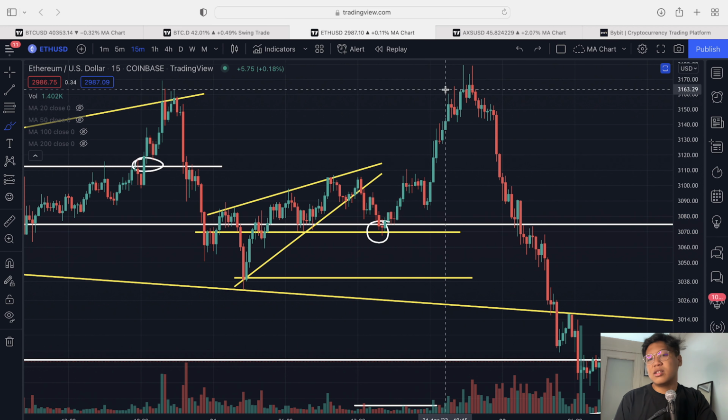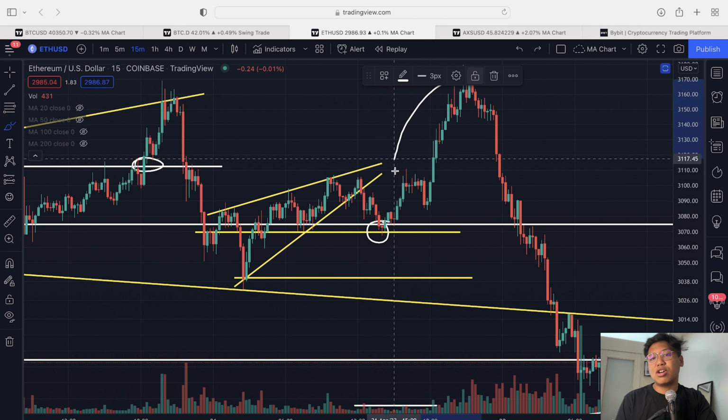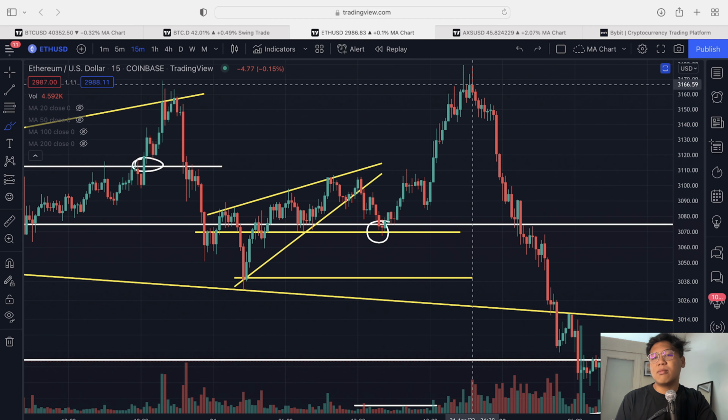And after that, nahatak si Ethereum ni Bitcoin pataas. So that's why we saw that movement. But right now, what is happening next for Ethereum? So I think this is also another similar thing that we are seeing with Ethereum.